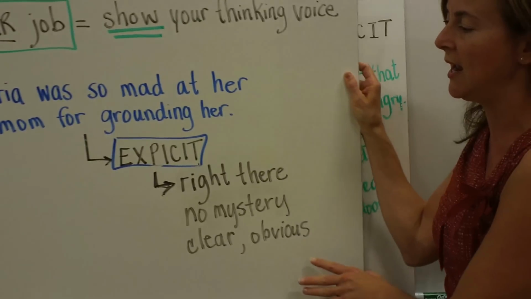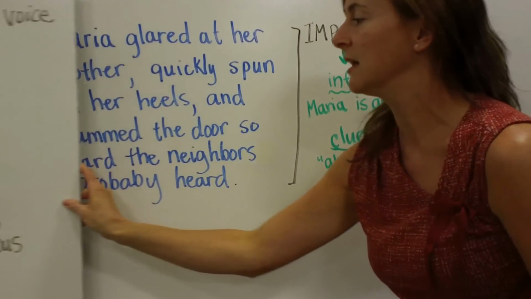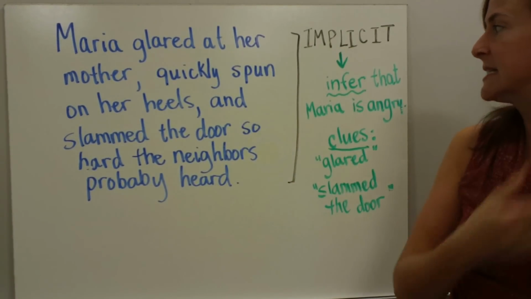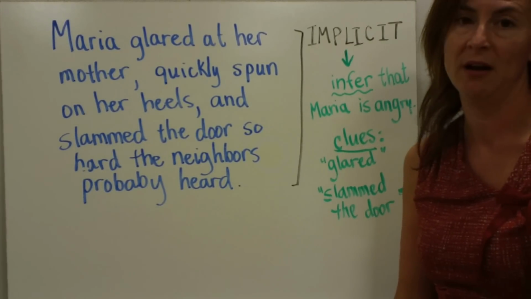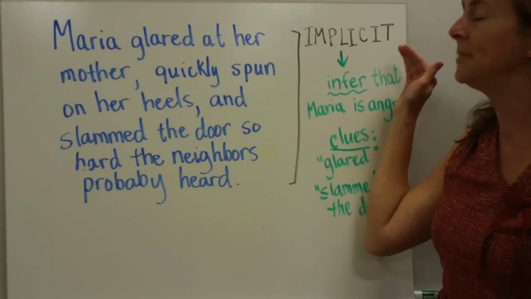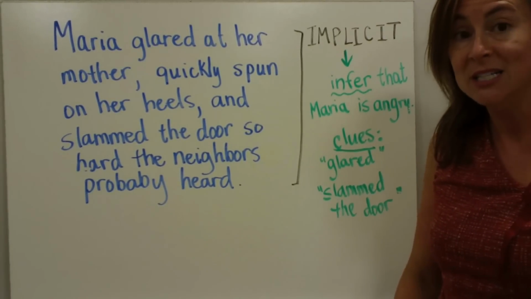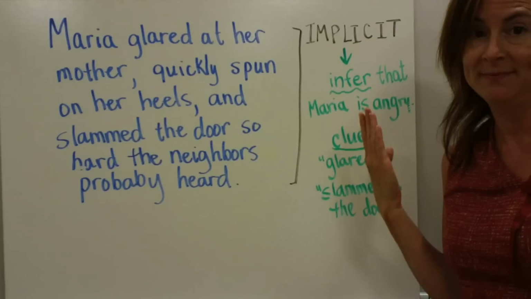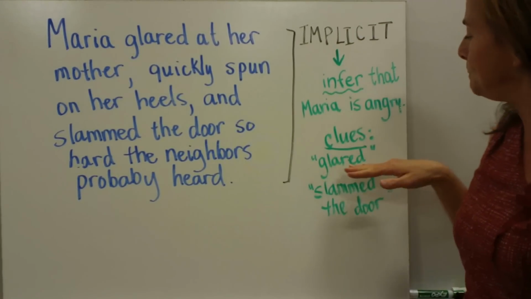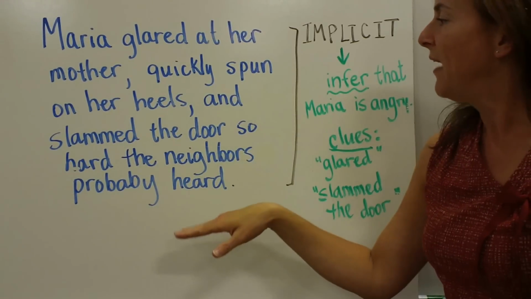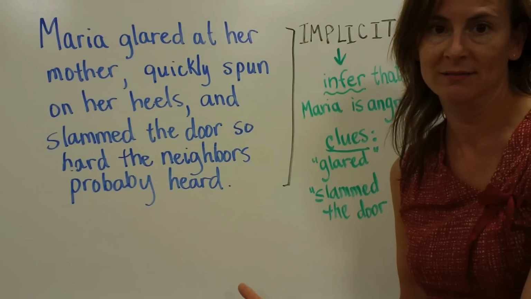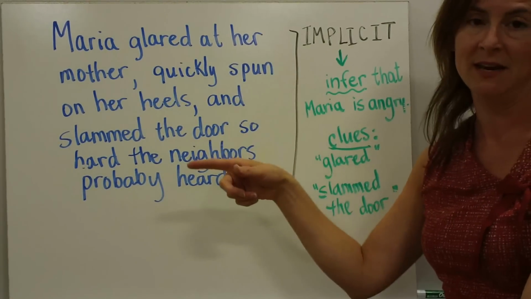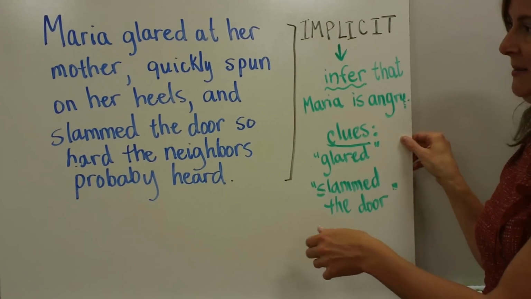However, an author might try and write that implicitly. Let's take a look at that example. "Maria glared at her mother, quickly spun on her heels, and slammed the door so hard the neighbors probably heard." This is an example of implicit writing. I had to draw an inference, and from this writing, I determined that Maria is angry. The clues that helped me determine this were words like glared, the fact that she slammed the door so hard. You usually don't do those things unless you're angry. So I have evidence in here to support my thinking that Maria is angry.